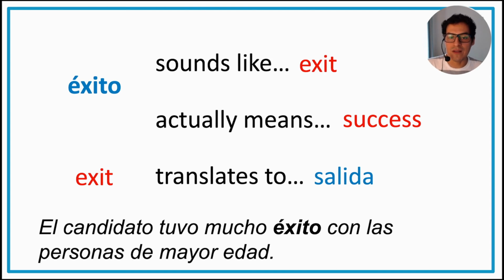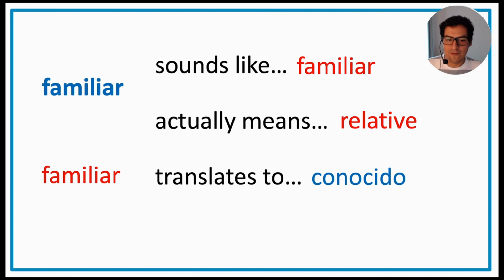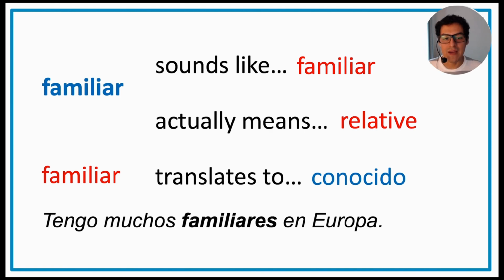Another word we have here is familiar. Familiar is spelled just like familiar in English, but it means relative or family member. Conocido is the Spanish for familiar. So familiar in Spanish is a relative or a family member. For example, tengo muchos familiares en Europa.